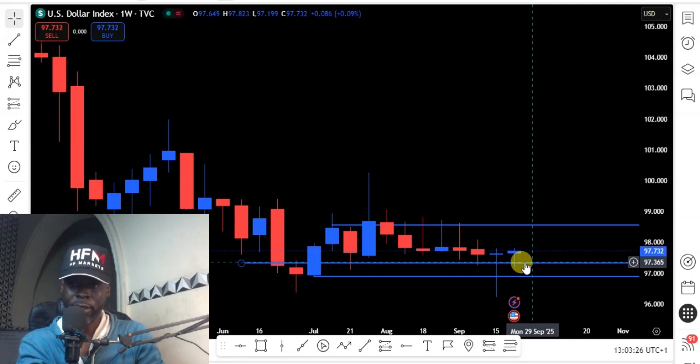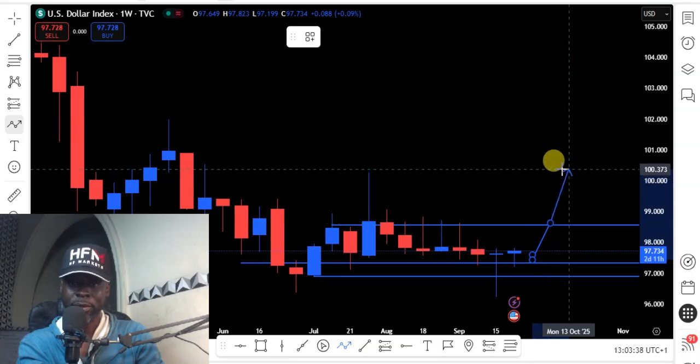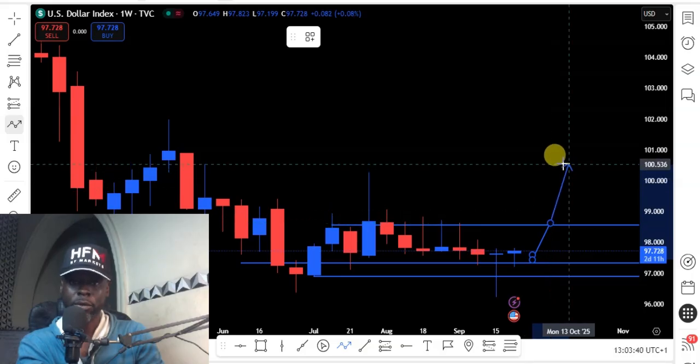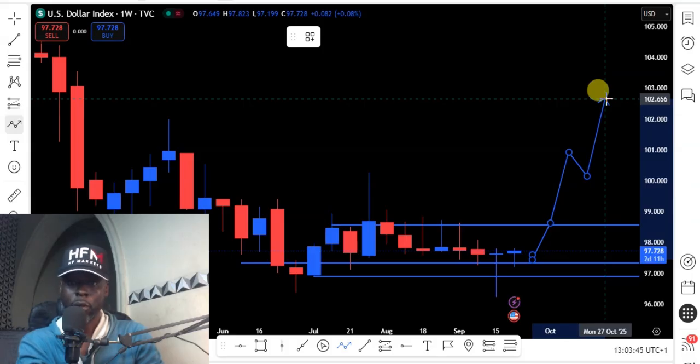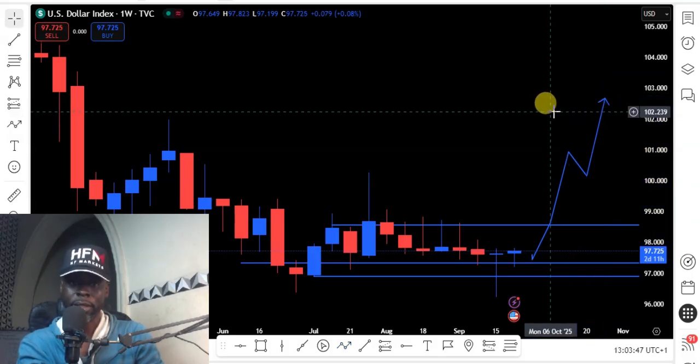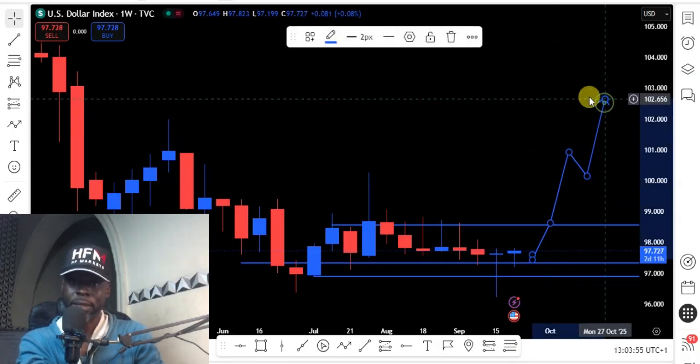What we expect this week now is for price to resume the uptrend from this level after the retest. We expect price to push to this next resistance level. Once we see a break of this resistance, we might see price go to the next resistance level, and then further uptrend for the dollar index. So the dollar index is still bullish for us this week. Let's go back to our daily chart.